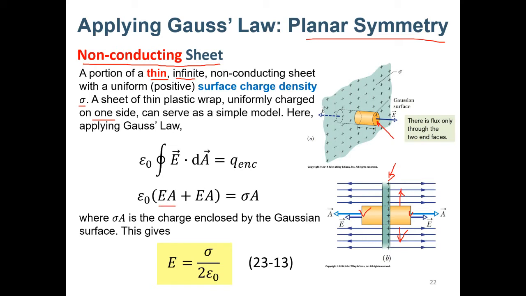So we have EA plus EA, because for the left side we have A pointing to the left and the E also pointing to the left. So we have EA for the left side, and this is the same for the right side. We have A pointing to the right, E pointing to the right. So we also have another term of EA. So this is for left, this is for right, and Q is sigma A, similar to the previous case.